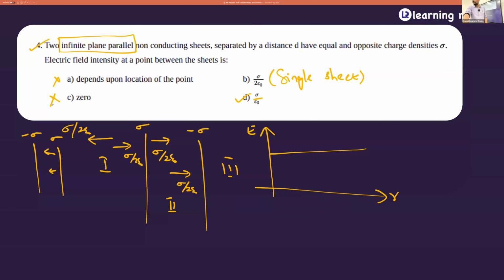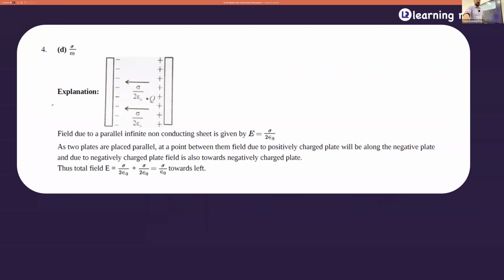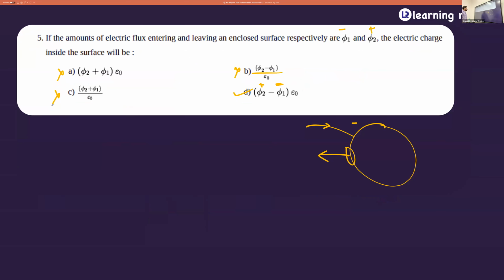Shall I proceed? So if the amounts of electric flux entering and leaving an enclosed surface respectively are phi 1 and phi 2, then the electric charge inside the surface will be.